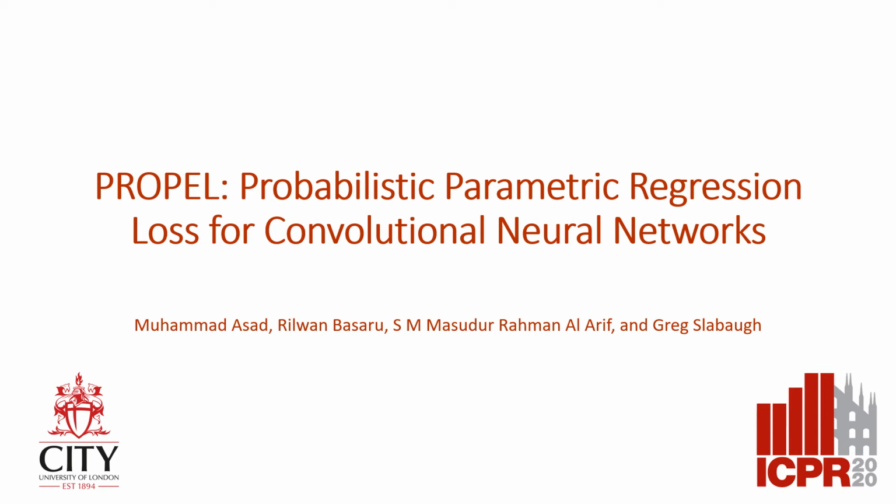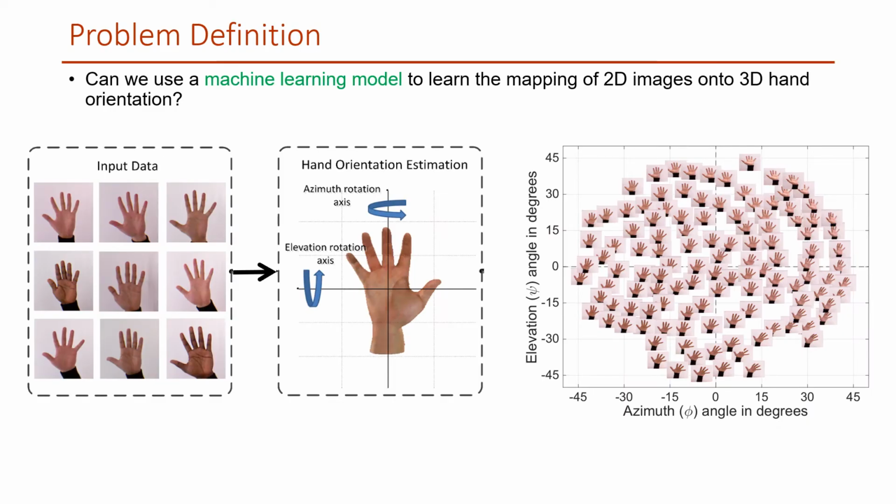Welcome to the talk for our paper titled PROPEL, Probabilistic Parametric Regression Loss for Convolutional Neural Networks. In our work, we address the problem of learning the mapping of 2D images of hands onto 3D orientations. These 3D orientations are represented by two orientation angles, which are the azimuth and the elevation rotation angles.